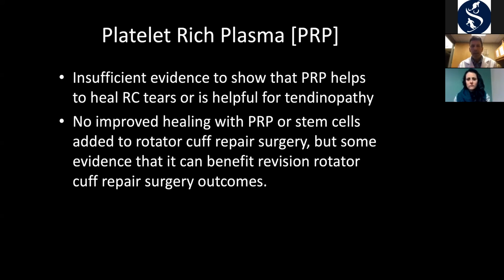So PRP, a lot of patients are asking about PRP and stem cells. And unfortunately, there's a lot of direct-to-consumer marketing with this stuff, and there's not a great deal of science behind it. We're developing more science behind it, and there are some indications that it can help in certain conditions. But honestly, as of today, there's really insufficient evidence to show that PRP helps to heal rotator cuff tears, or that it's even helpful in terms of decreasing inflammation.